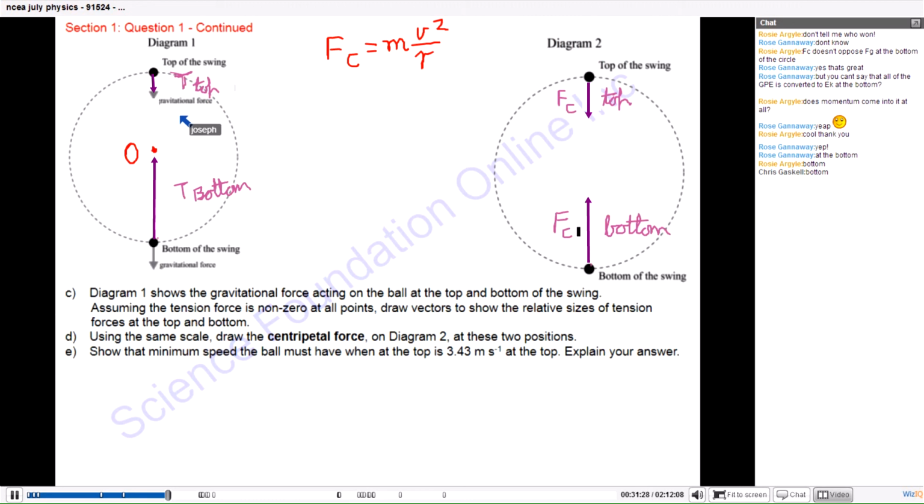The next thing, down the bottom, the centripetal force needed is going to be bigger and the gravitational force is acting against the tension. So to provide that bigger centripetal force, the tension has to be bigger compared to at the top, when the centripetal force needed is not as much and the gravitational force is helping to provide it.